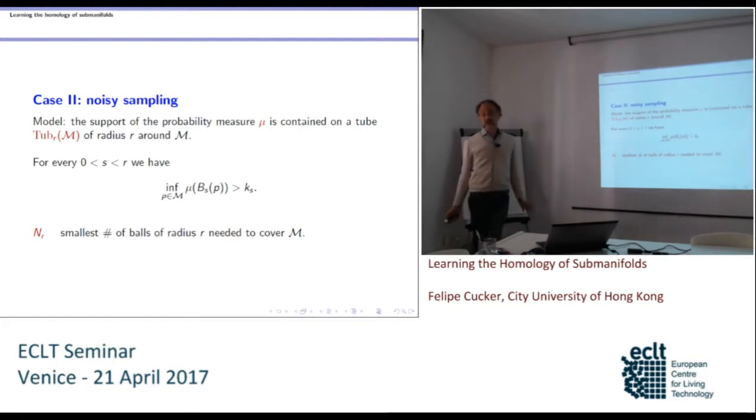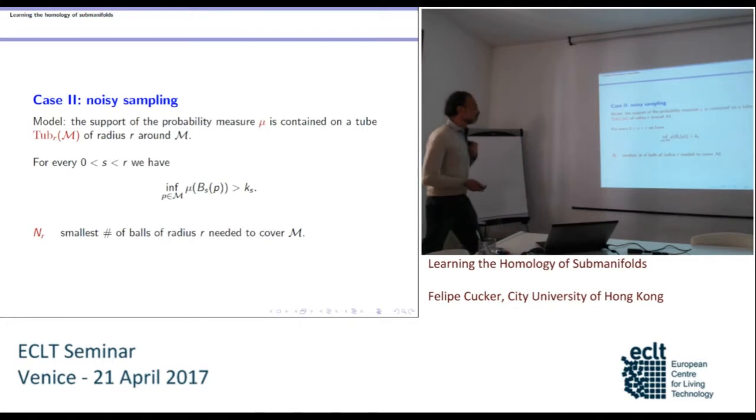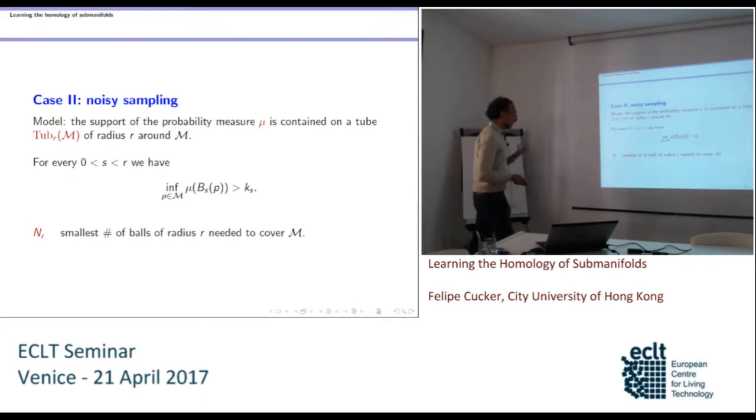M is compact, so definitely I can cover it with a finite number of balls, because from any infinite covering I can take a finite covering, and then I take some sort of optimal one.